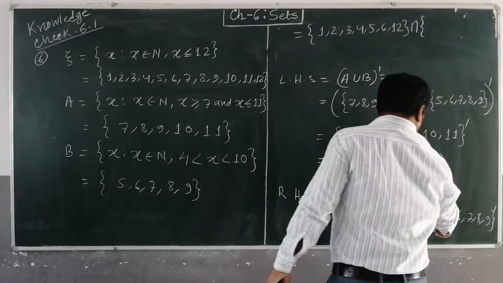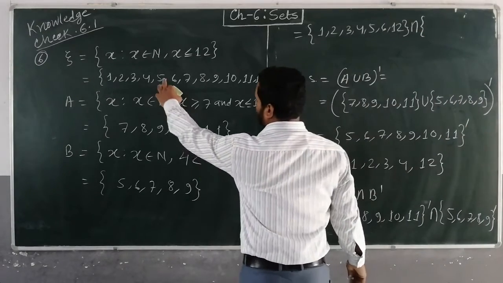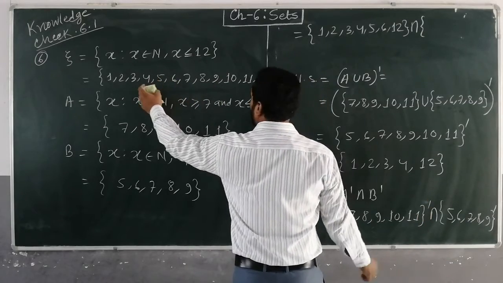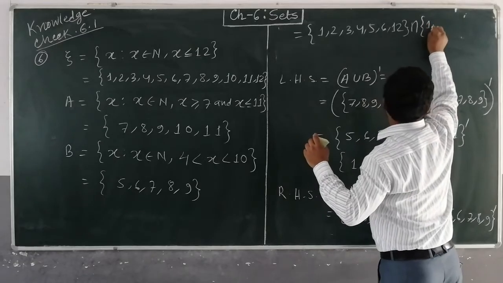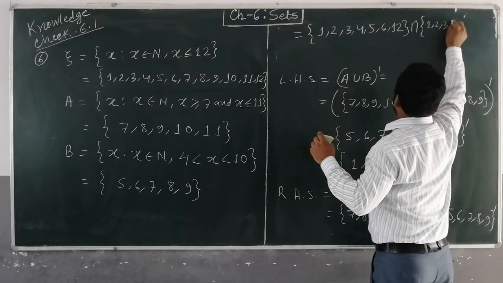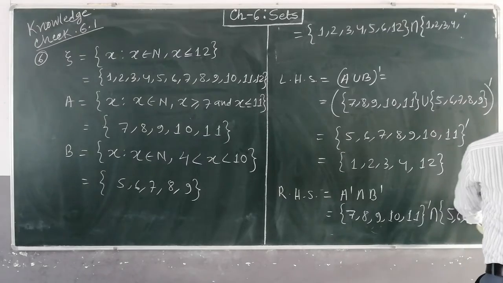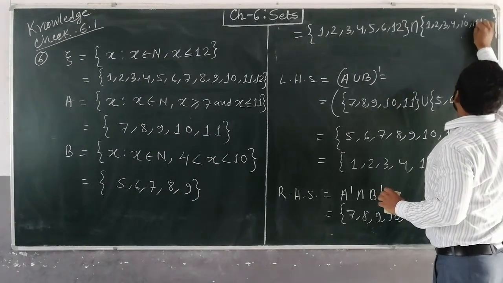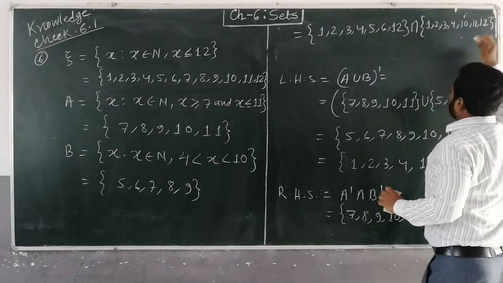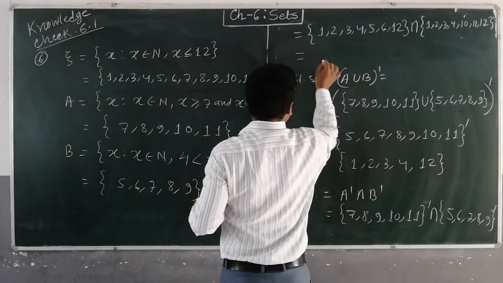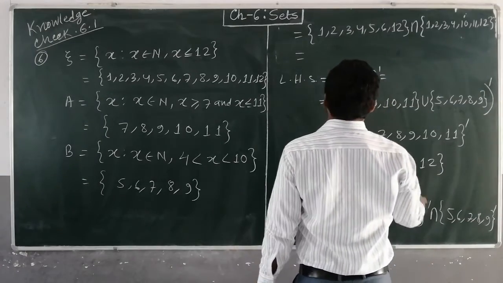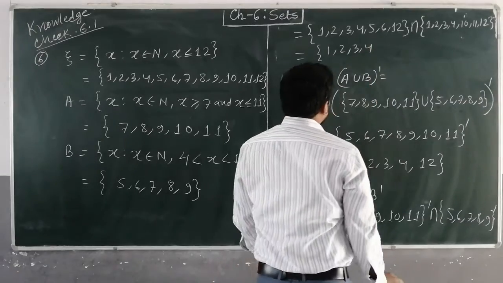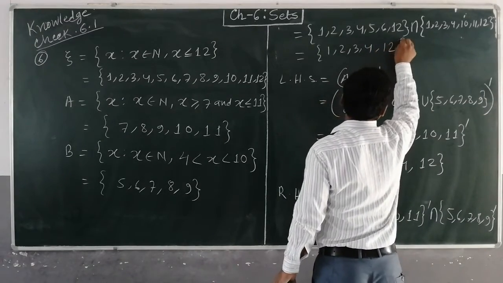Intersection 5, 6, 7, 8, 9, that will be excluded, because we are finding the complement. So the remaining will be 1, 2, 3, 4, with 5, 6, 7, 8, 9 excluded. So then 10, 11 and 12. Now find the intersection. Intersection means common part. So the common part is 1, 2, 3, 4 and 12.